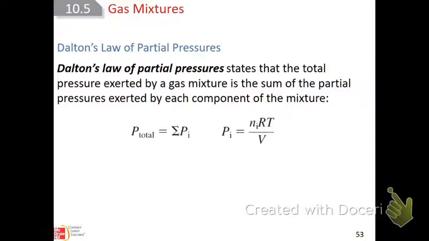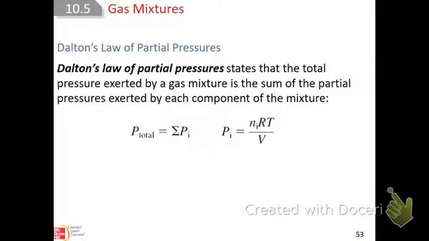Dalton said that the total pressure on a mixture of gases, just like our air is a mixture of gases, we've got oxygen, we've got nitrogen, carbon dioxide, water vapor, lots of different gases mixed in our atmosphere. And so if we want to know the total pressure, we can take the individual pressures of each gas and add them up and get our total pressure. So that's what it says. So you can use the ideal gas law to find the partial pressure of each gas and then add them all up.